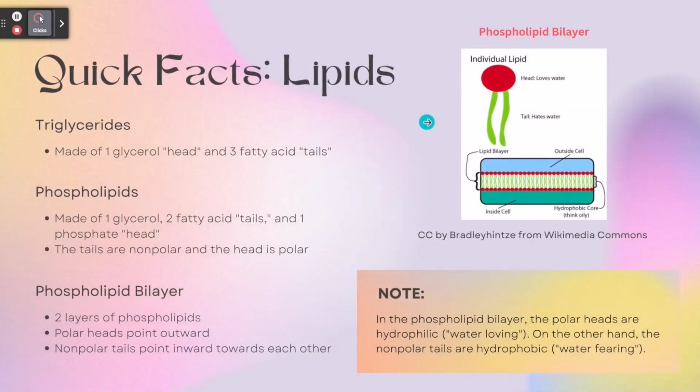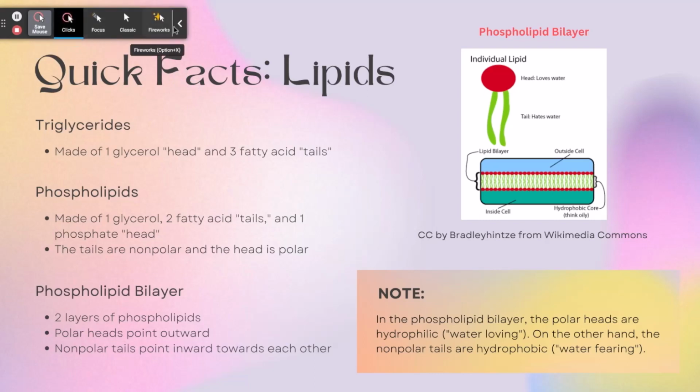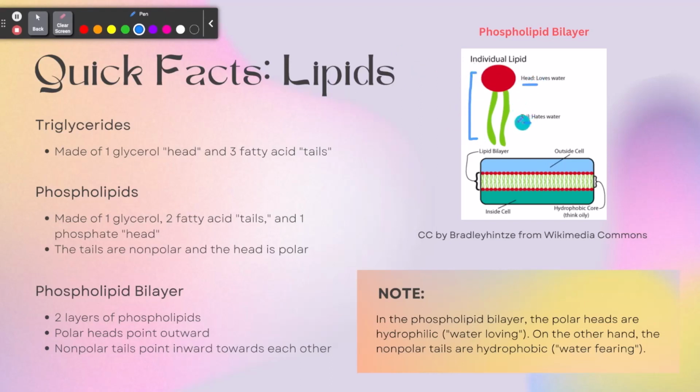So for lipids, triglycerides are one type that is made of one glycerol head and three fatty acid tails. And again, the building blocks or monomers of lipids are glycerol and fatty acids. Phospholipids are another type of lipids that is made of one glycerol, two fatty acid tails, and one phosphate head. So the heads and tails are in quotation marks, and on the right side here, this is a lipid or phospholipid. So here's the head, and here are the two tails here.